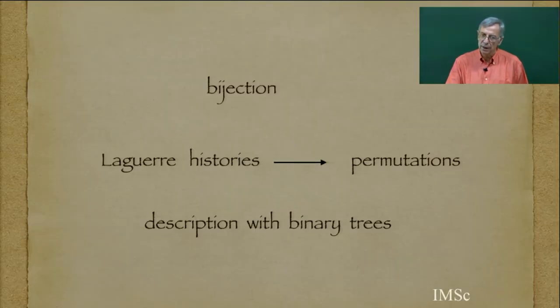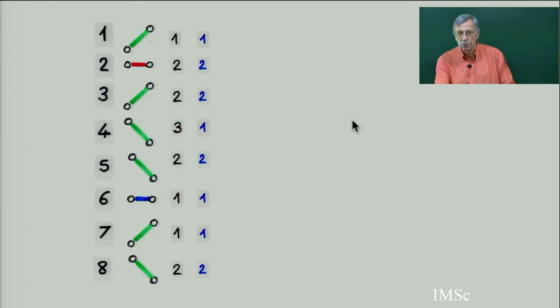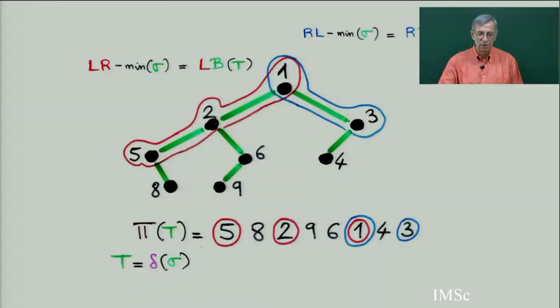So now I describe the same bijection, but with increasing binary trees. Ah, you cannot see the max here. If you want to, then we should do it in the reverse way, putting the root to be 9 and doing exactly everything.